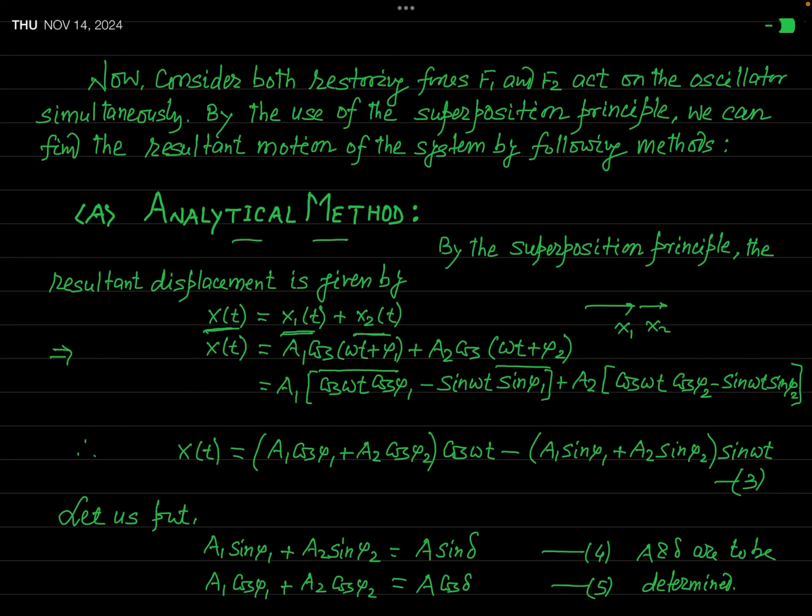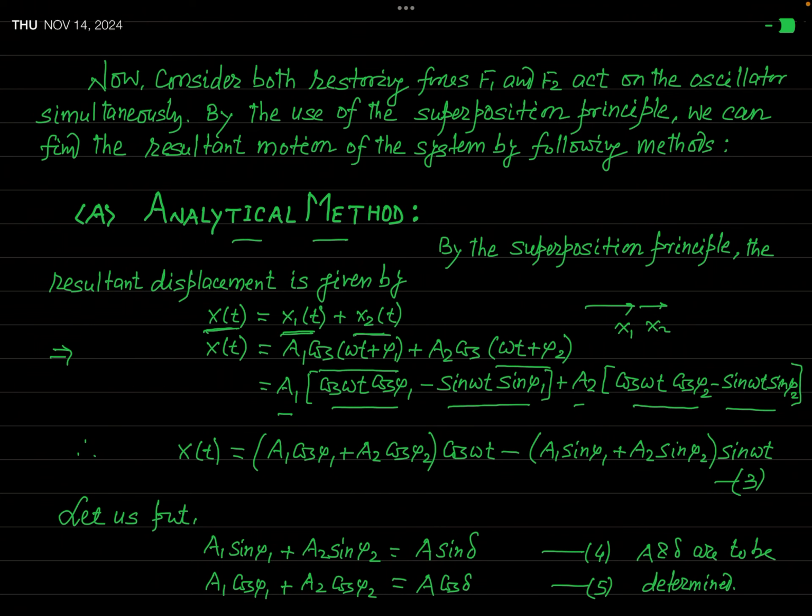Now you can expand cos of omega t plus phi 1 and cos of omega t plus phi 2 on the basis of the trigonometric formula for cos of A plus B. You know cos of A plus B is what? That is cos A times cos B minus sin A times sin B. So utilizing that very formula, the first term is A1 times [cos omega t times cos phi 1 minus sin omega t times sin phi 1]. And the second term will be A2 times [cos omega t times cos phi 2 minus sin omega t times sin phi 2].